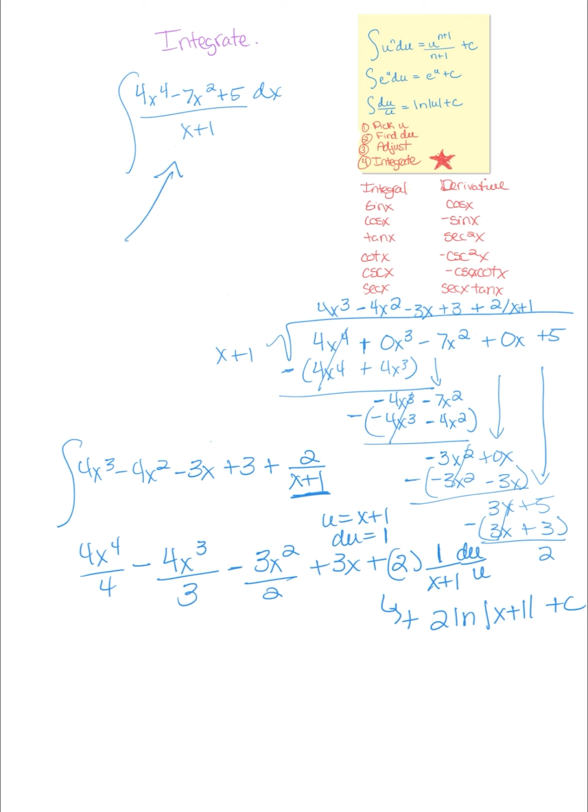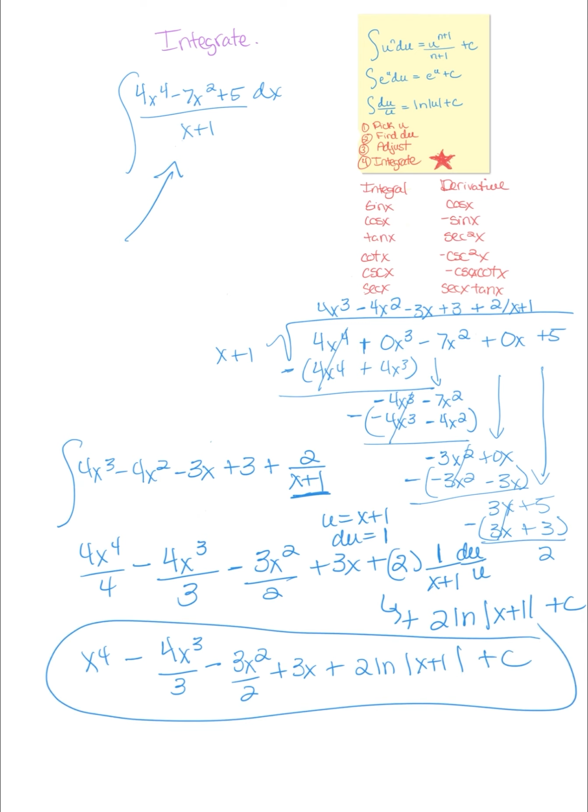So let's put this all together. X to the 4th minus 4x cubed divided by 3 minus 3x squared divided by 2 plus 3x plus 2 ln of x plus 1 absolute value plus your constant of integration. So it seems nasty at first when you have to do the long division, but it's quite easy to integrate once you do that. All right, so keep practicing.